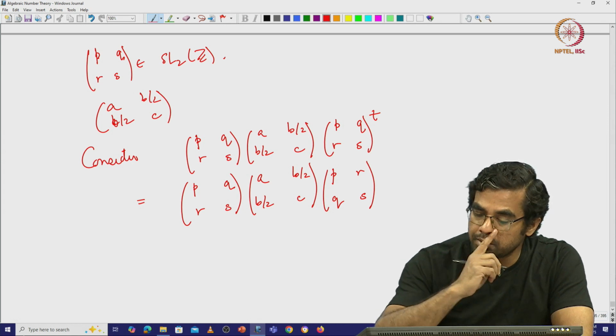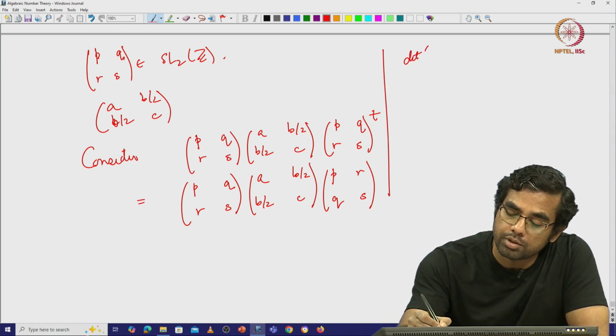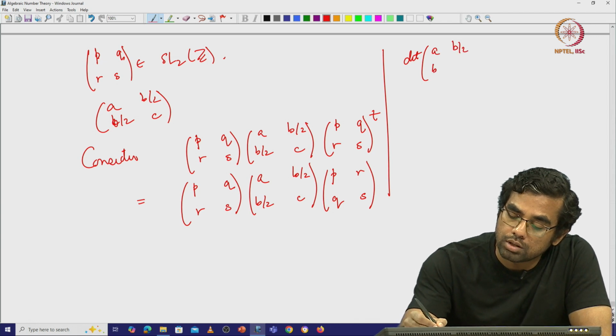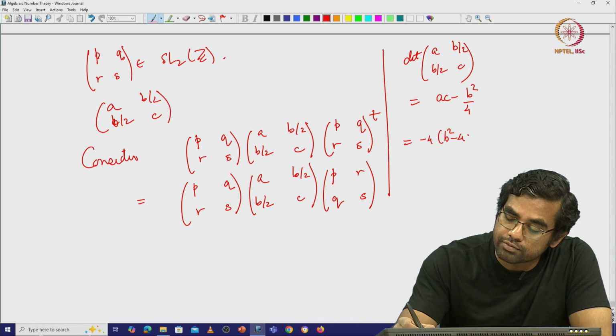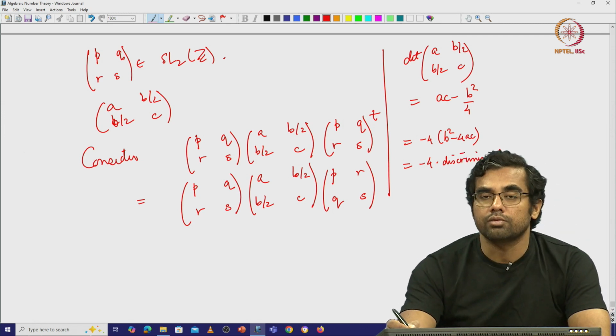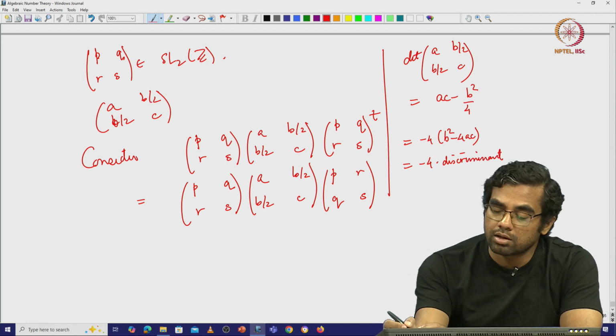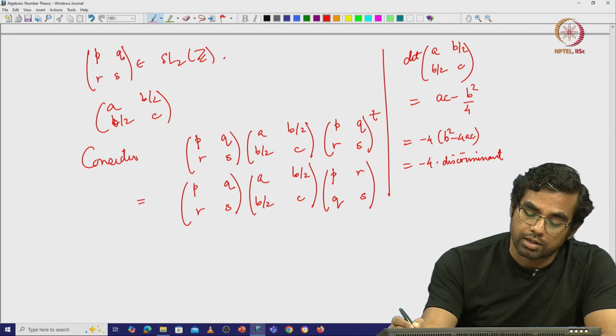maybe before that I should say, if you look at the determinant of (a, b/2, b/2, c), this is ac minus b squared by 4, which is minus 1/4 times b squared minus 4ac, which is minus 1/4 times the discriminant. So the determinant of the matrix has a very simple relationship with the discriminant.